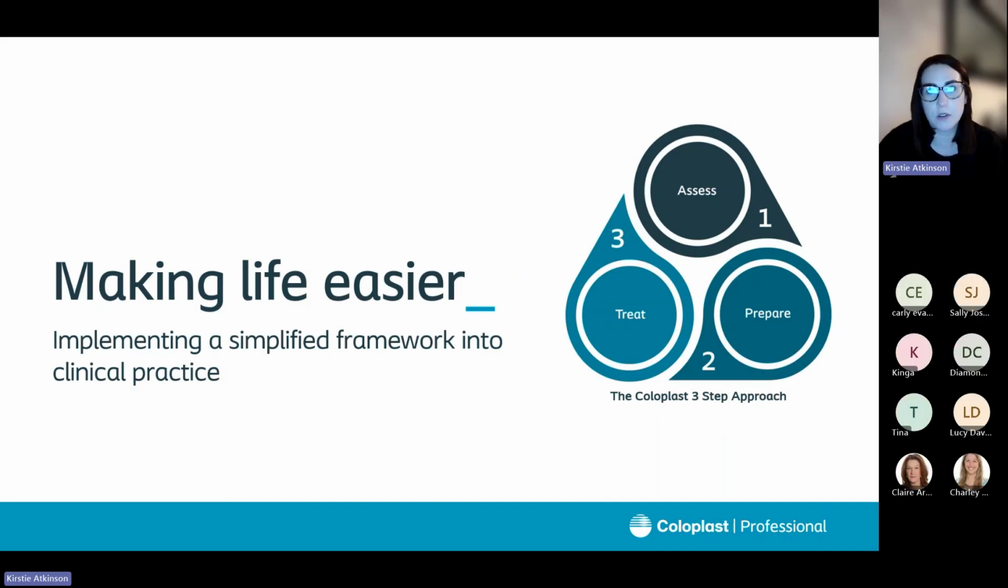So tonight you're joining us to cover our three-step approach. We are looking at making life easier by implementing a simplified framework into clinical practice.